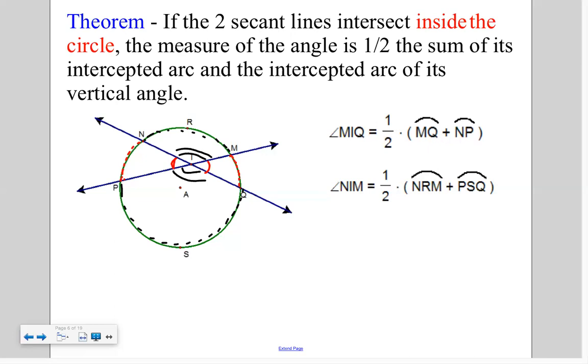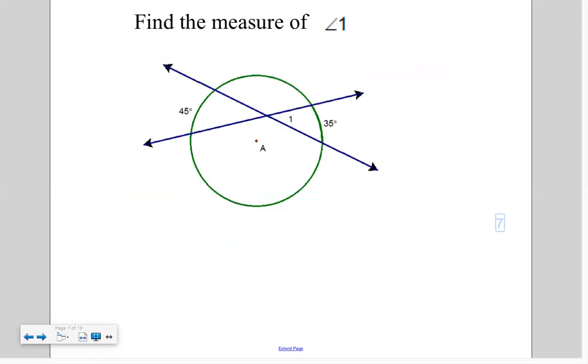Once you do it a couple times, it's pretty straightforward. I think the hardest part of this is just making sure you're using the right equation. But the actual math that's involved isn't terribly difficult. So here's an example where we're trying to find the measure of angle 1. I want to find this angle right here.